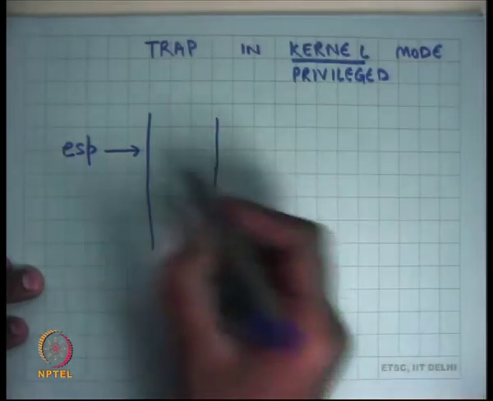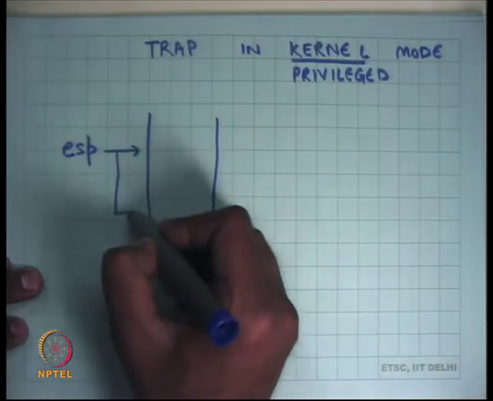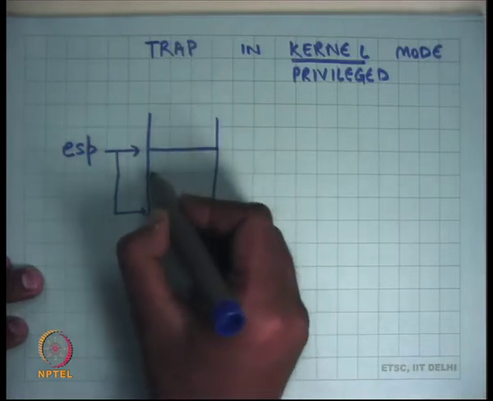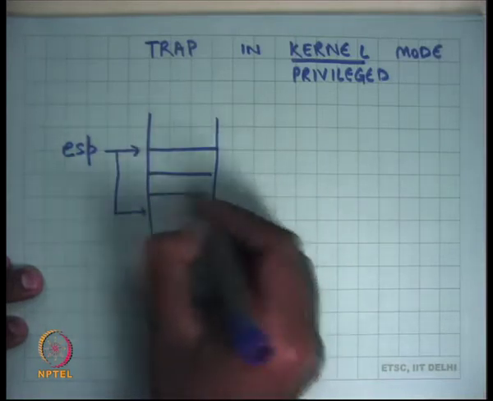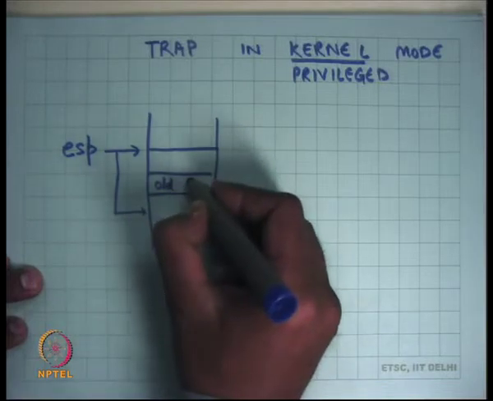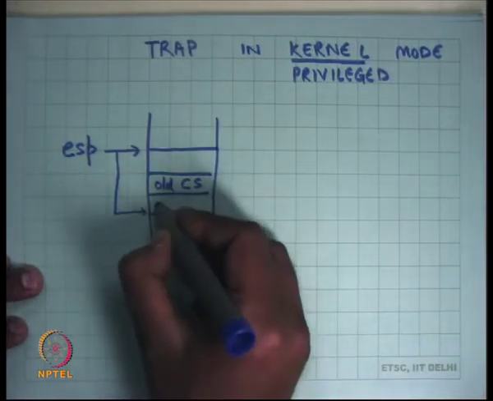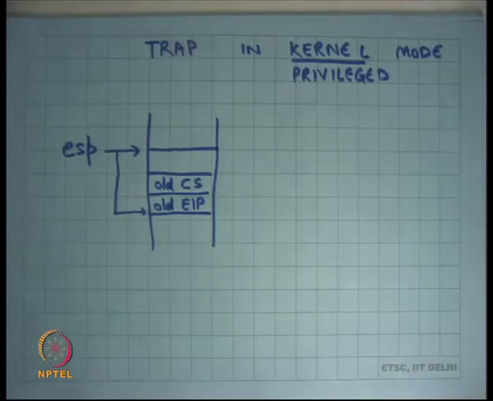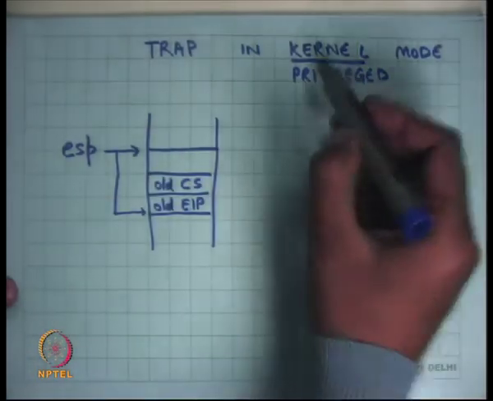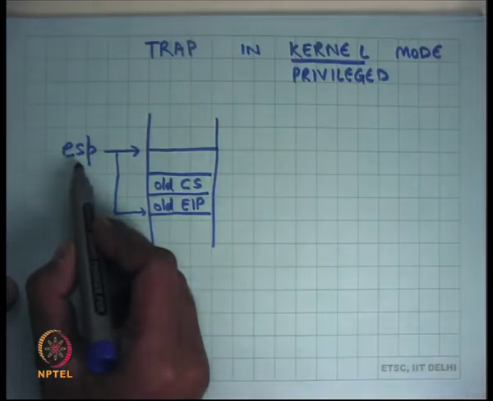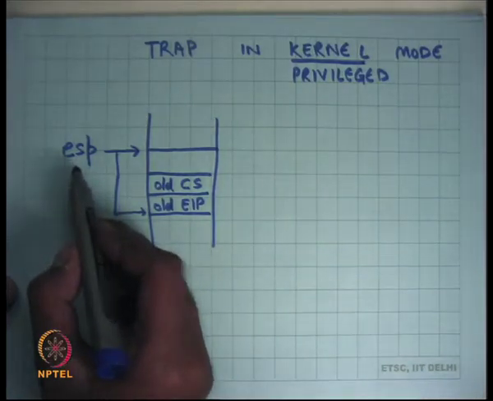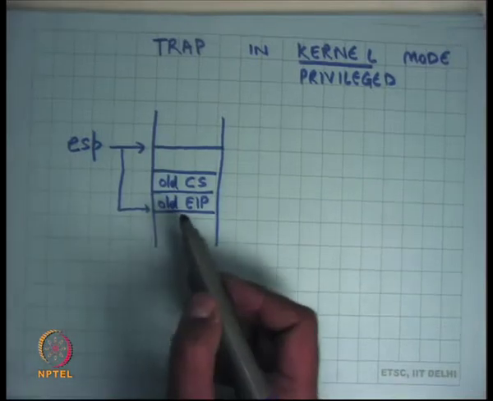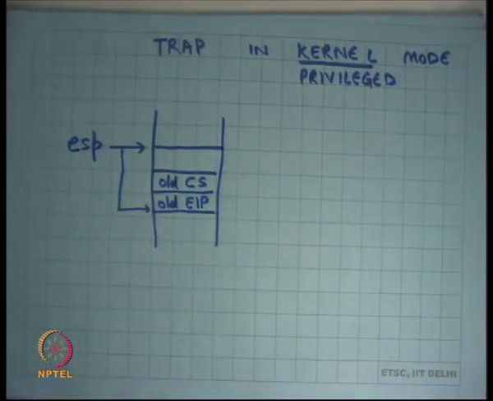As soon as a trap occurs, what I'm going to do is push the old value of CS and the old value of EIP, and I'm going to set my CS and EIP registers to the values which I get from the interrupt descriptor table, and I'm going to now start executing, right? So I got the trap in the kernel mode. I used the ESP value at that time to push the old values on the stack, and now I start executing the interrupt handler, right?